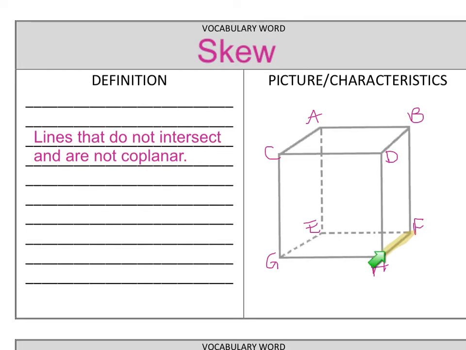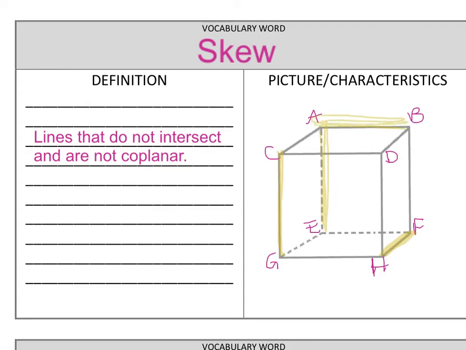And anything that touches H or F would be intersecting. So the segments that are not are skew. For example, CG is skew to FH. They don't intersect ever, and they're not in the same plane. AE and FH are skew. AE and FH will never intersect.